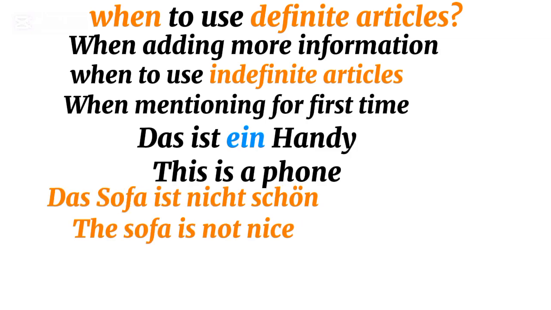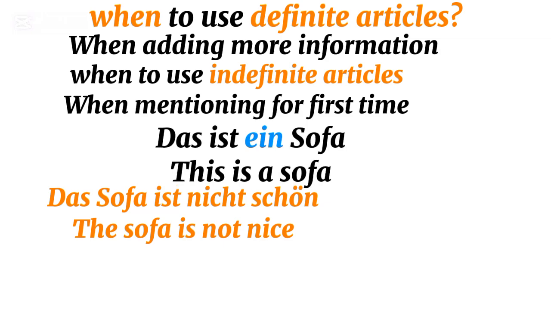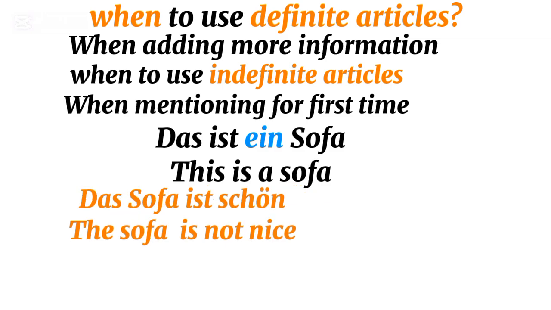Next example, let's use a sofa, okay? We will say das ist ein Sofa. Or we can say das Sofa ist nicht schön. Okay? We are introducing it for the first time, and we are supposed to use the indefinite article ein. Its gender is neuter. That's why we are using ein, and we are using it for the first time.